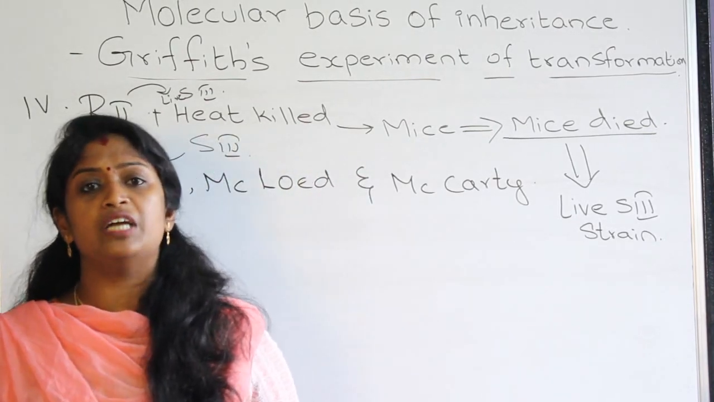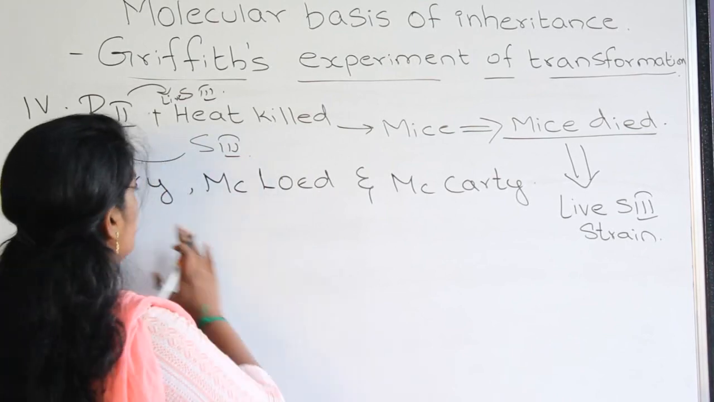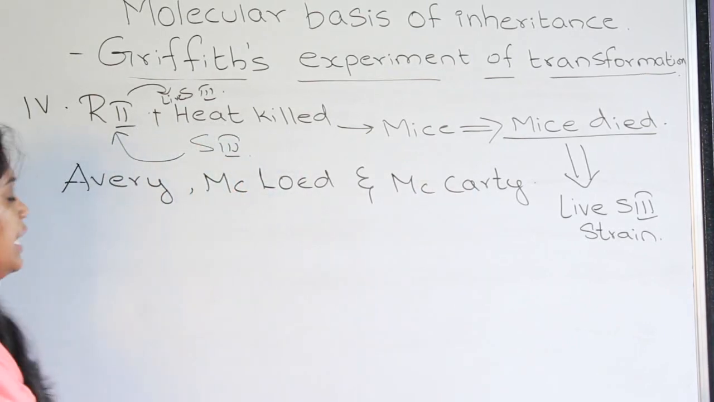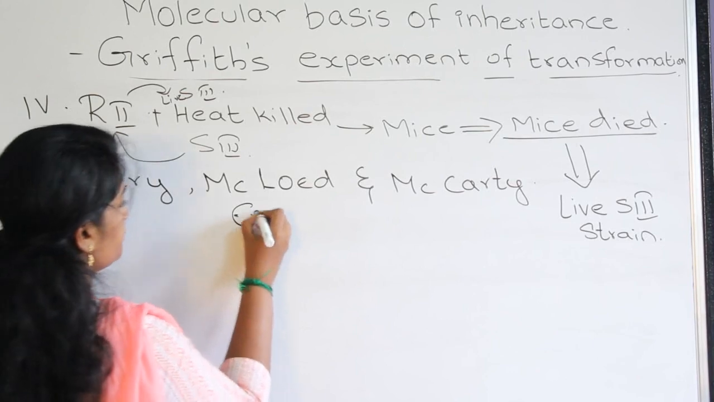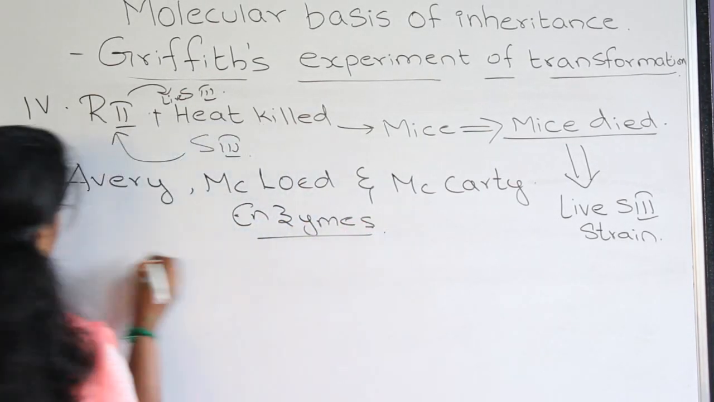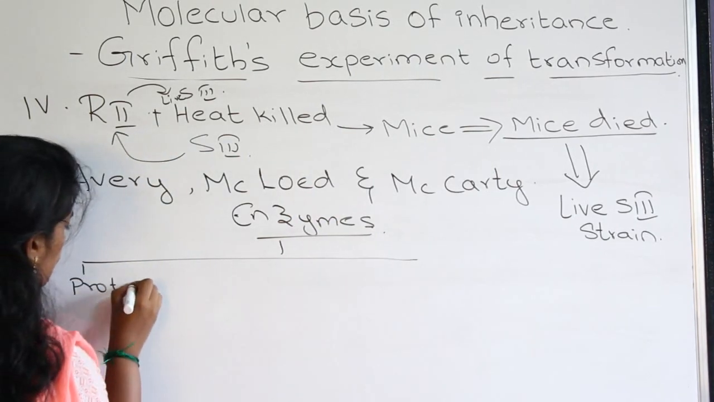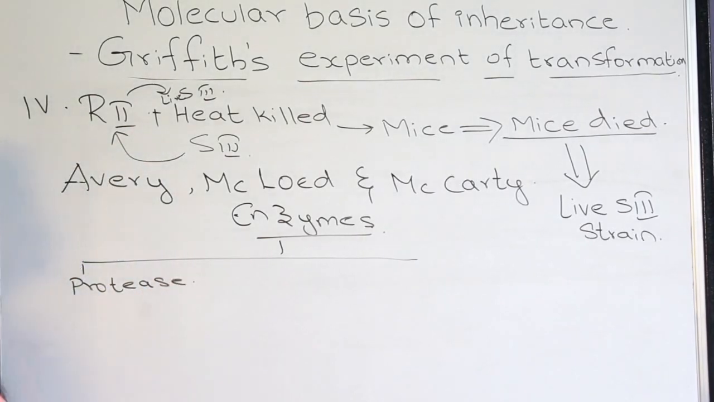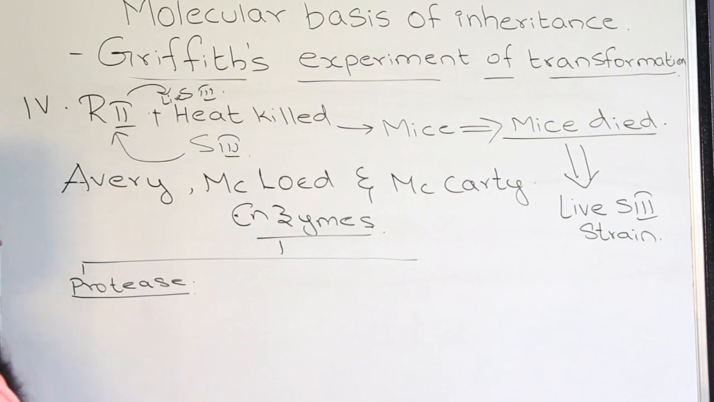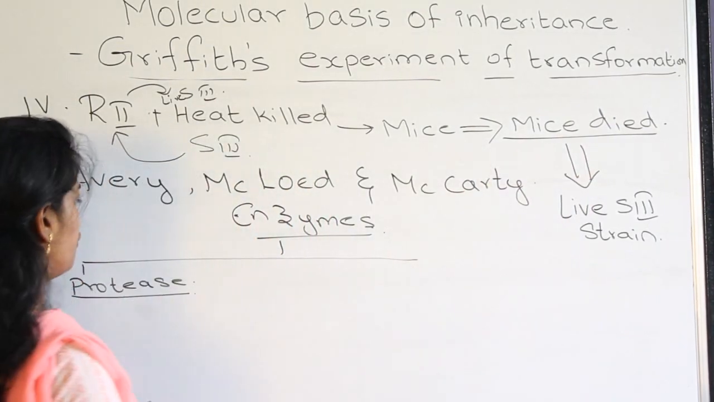Before, it was believed that protein was the genetic material, whereas Avery, Loed and McCarty performed a series of experiments taking 3 enzymes. First, protease. Protease is the enzyme which is used to degrade proteins. When this enzyme was used, the mice again died. The same result was found.